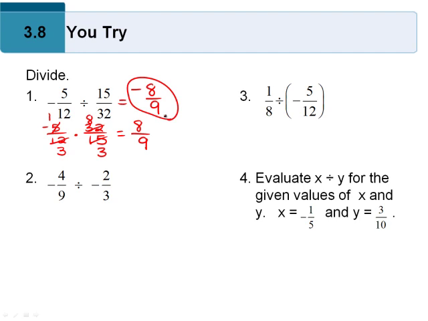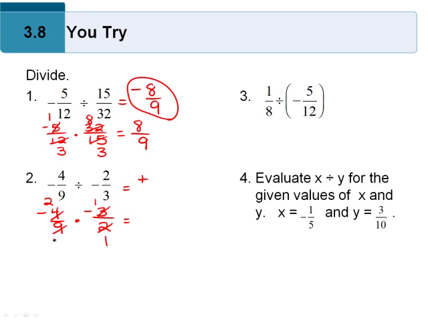Okay? Number 2, negative divided by a negative. So that's going to be a positive. So negative 4/9 divided by negative 2/3. We're going to keep the first one, change it to multiplication, flip the second, negative 3 over 2. Okay? We know it's a positive, so we can cancel. 4 and 2, we can divide by 2. So 2 divided by 2 leaves 1. 4 divided by 2 is 2. And then 3 and 9 have a common factor of 3. So 3 divided by 3 is 1.